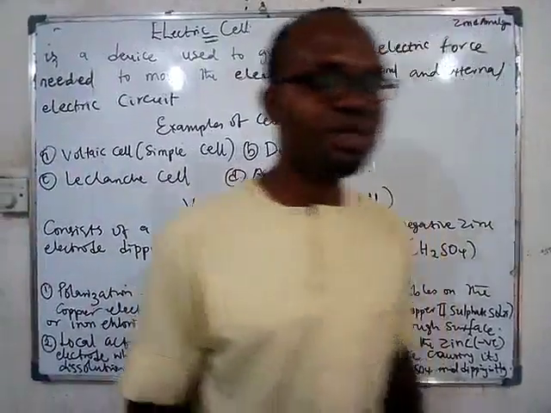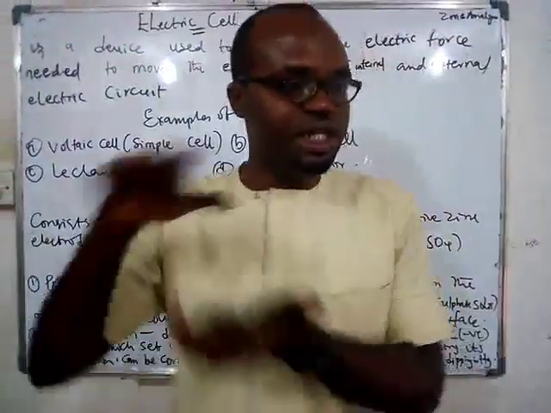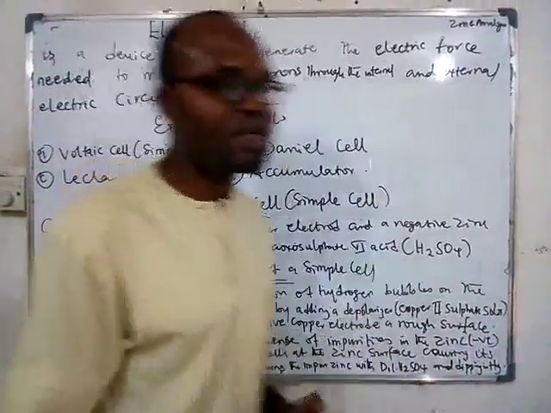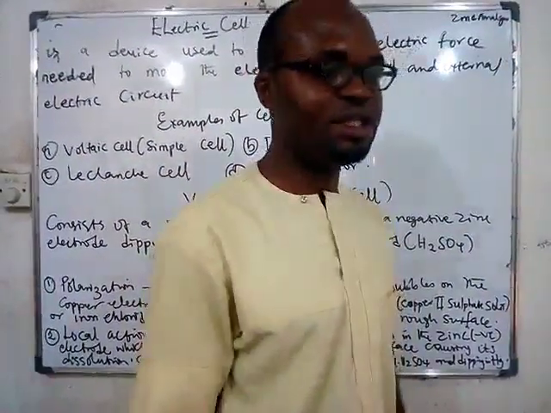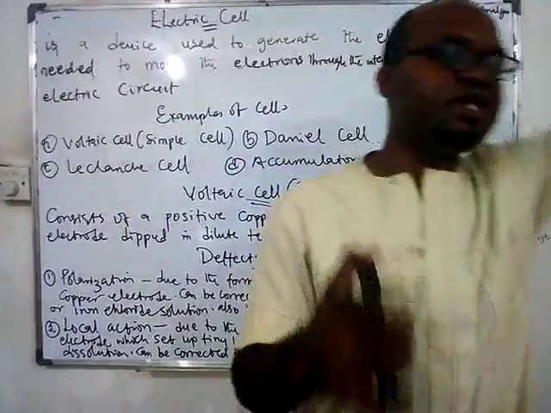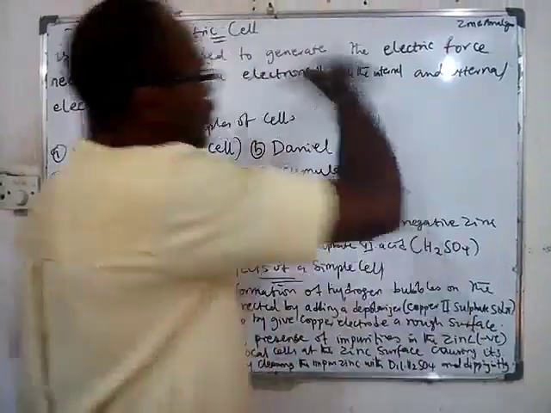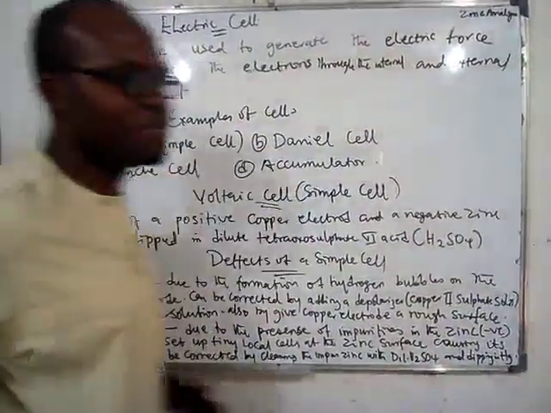You understand? We say that for you to have current, you need a cell, source of charge. So electric cells are source of charge. They produce charges. And when the charges are moving through the circuit, they generate current. So it can move through internal or external circuit.